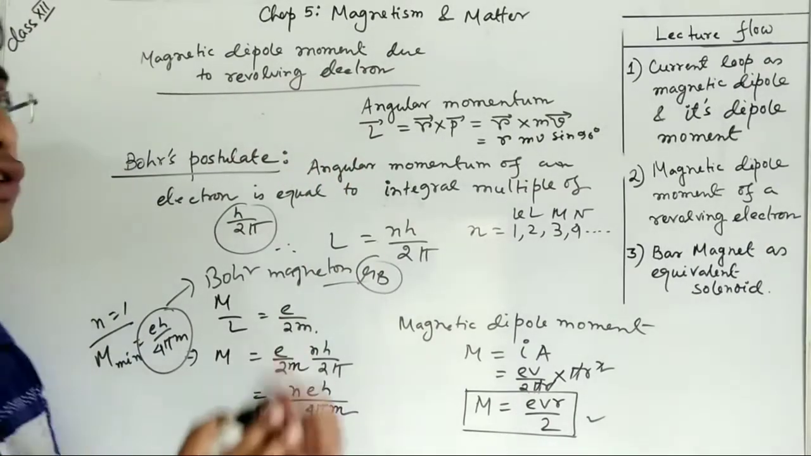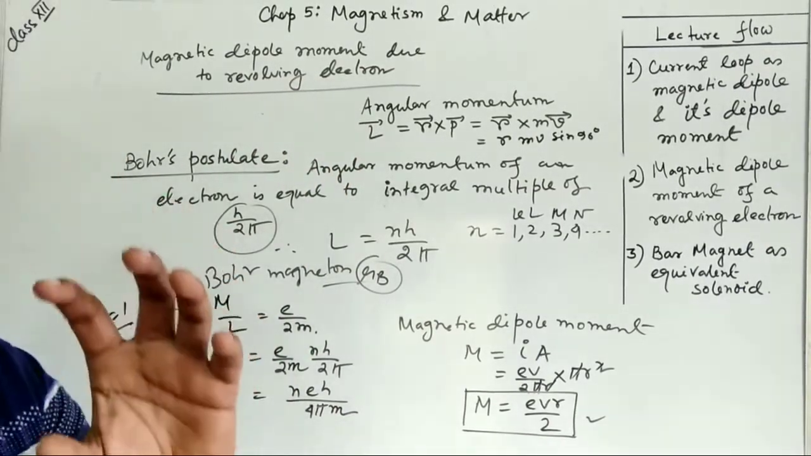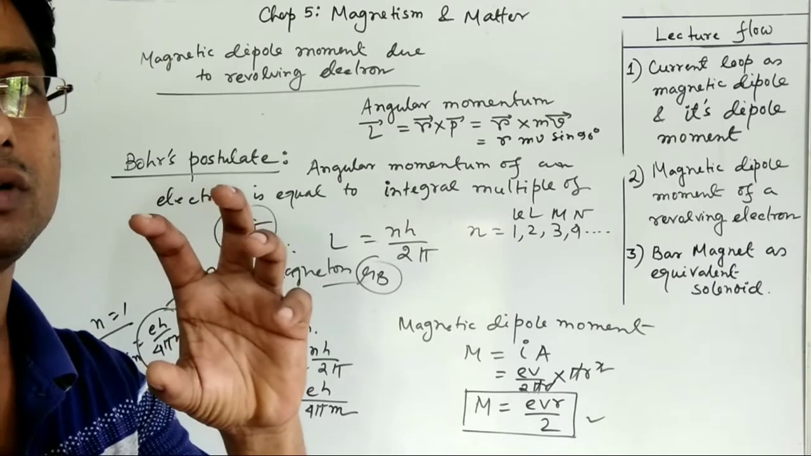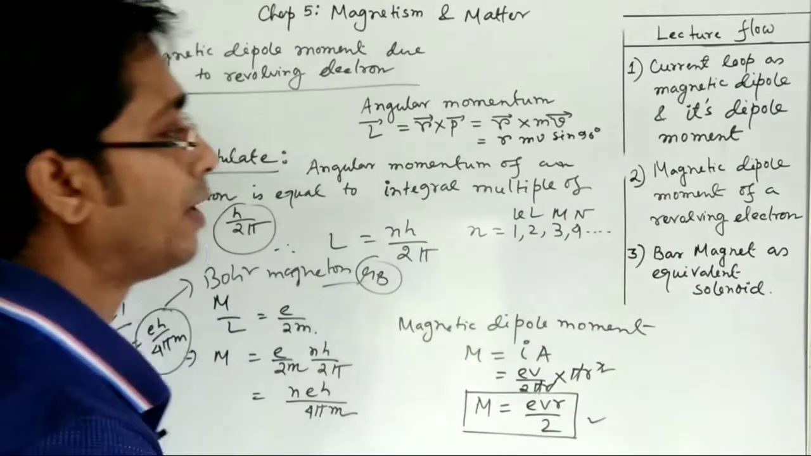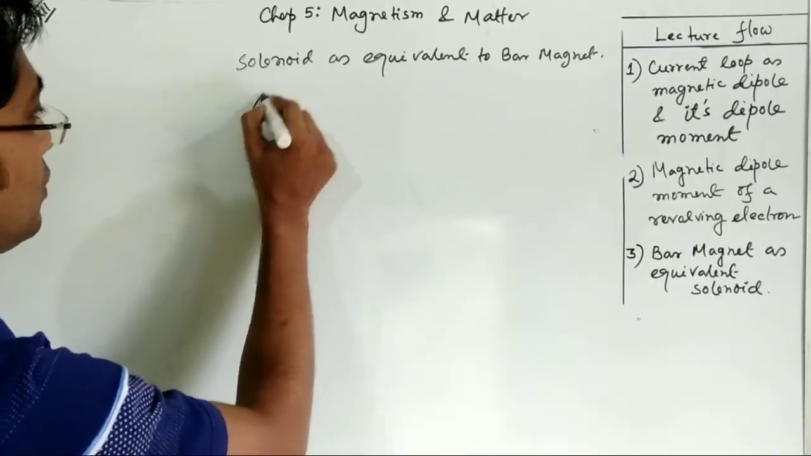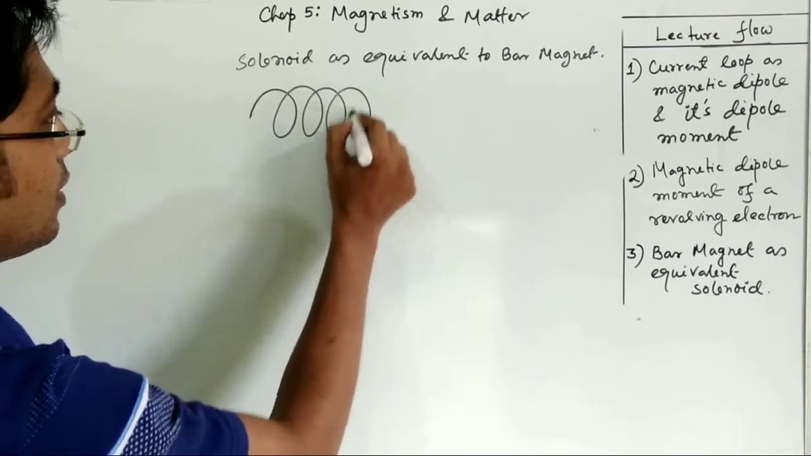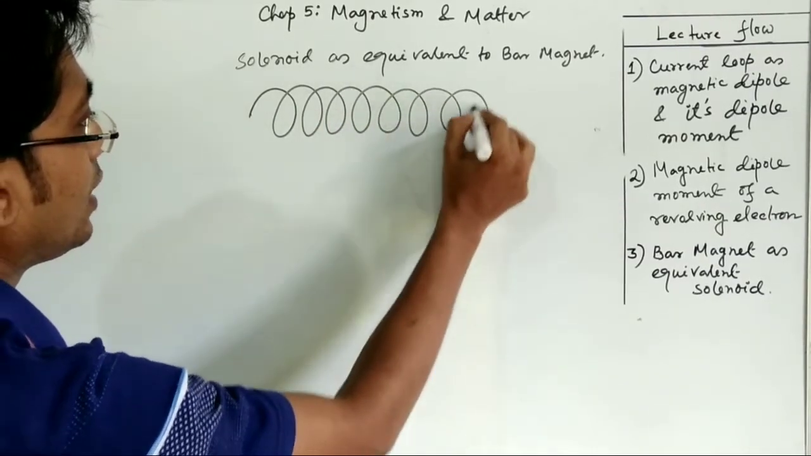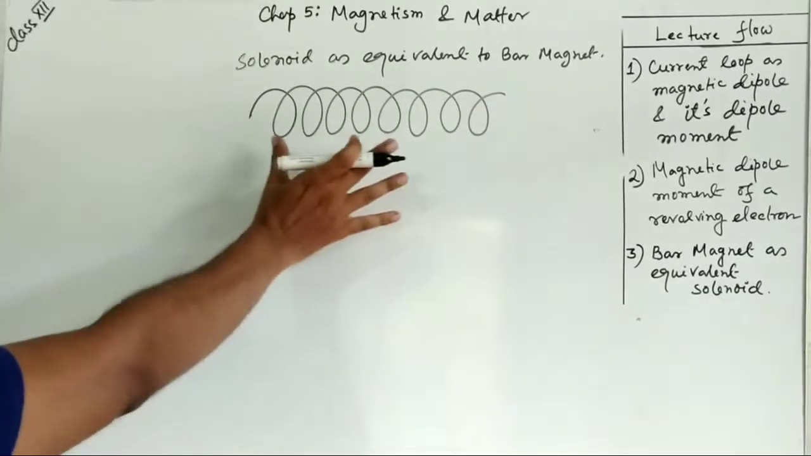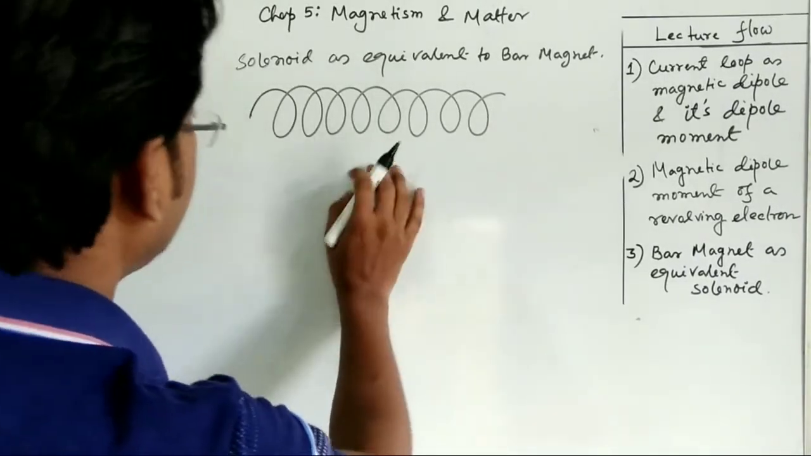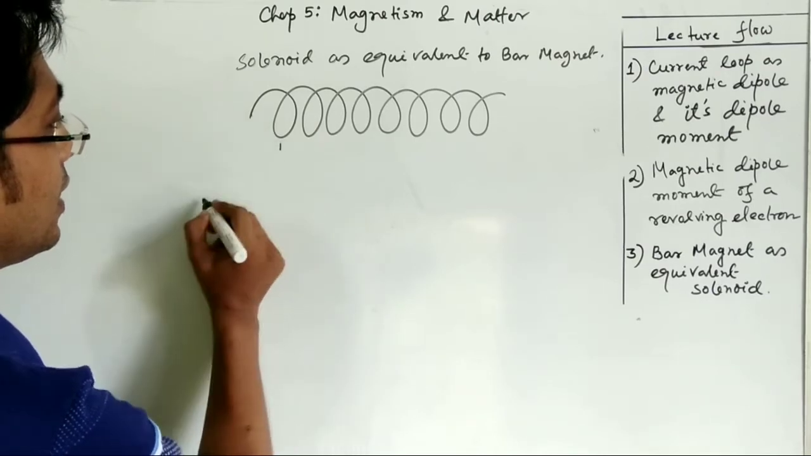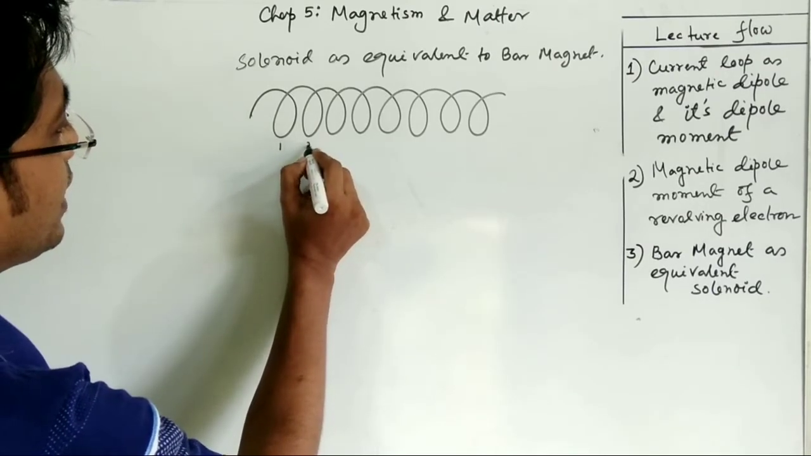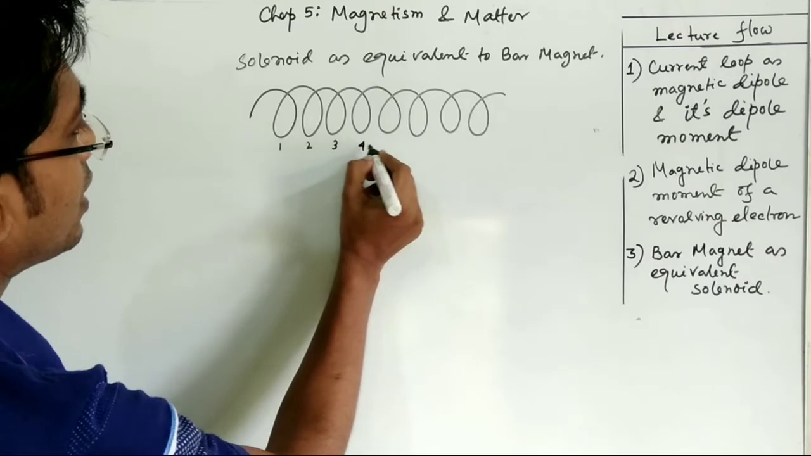And you also know this Bohr's postulate is only valid for a single electron, that is for hydrogen and hydrogen-like atoms. Okay, now we'll go to the bar magnet equivalent solenoid. You know this is a solenoid, a helical spring, and it is wound over a non-conducting surface. And you can see this is the first circular coil, second circular coil, third circular coil, fourth circular coil, in this way.